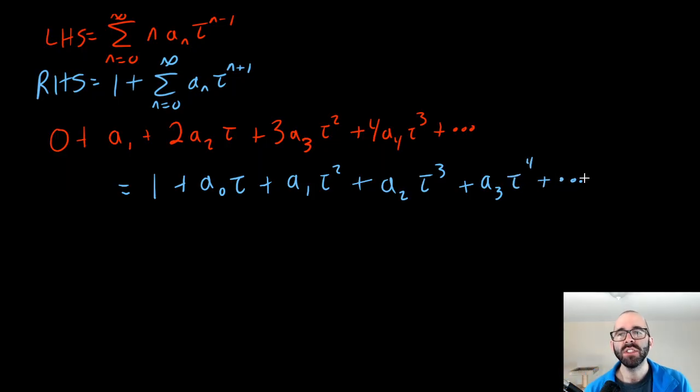Now we need this equation to be true for all values of t. It needs to hold true for every single value of t. So what that means is that the constants have to equal each other. So a sub 1 is equal to 1.